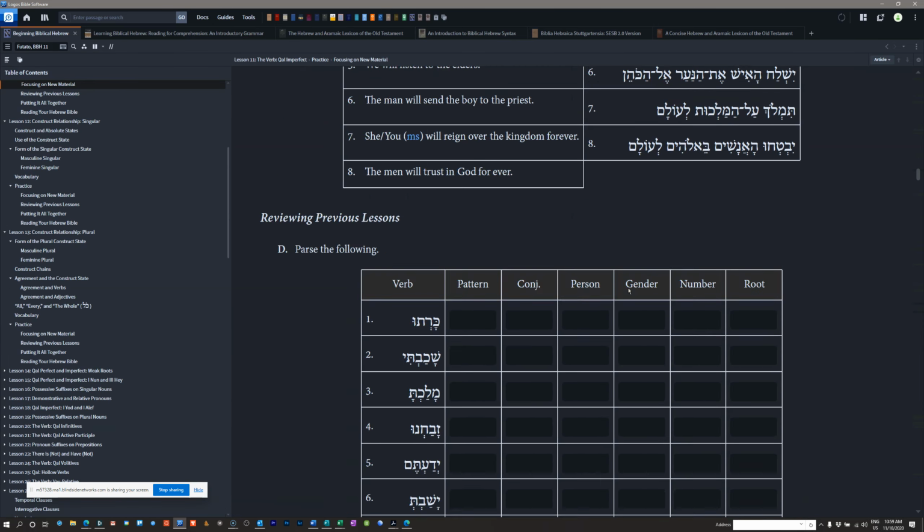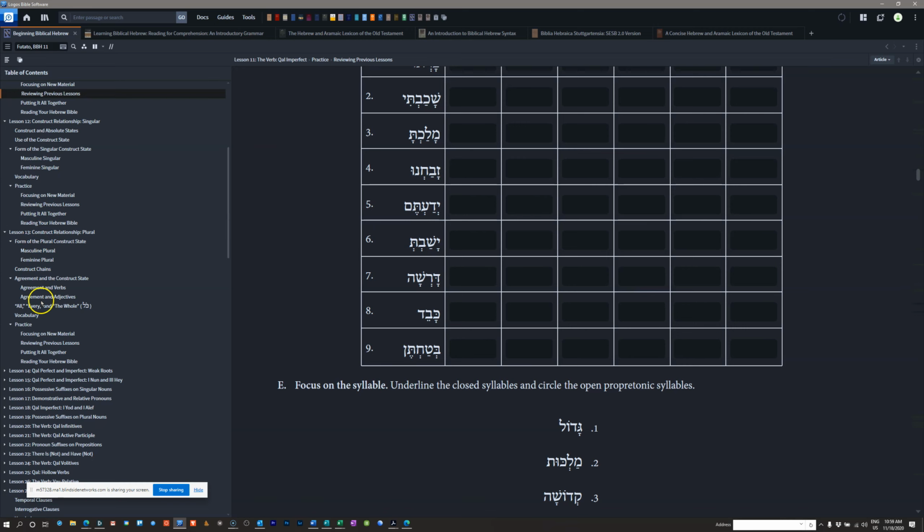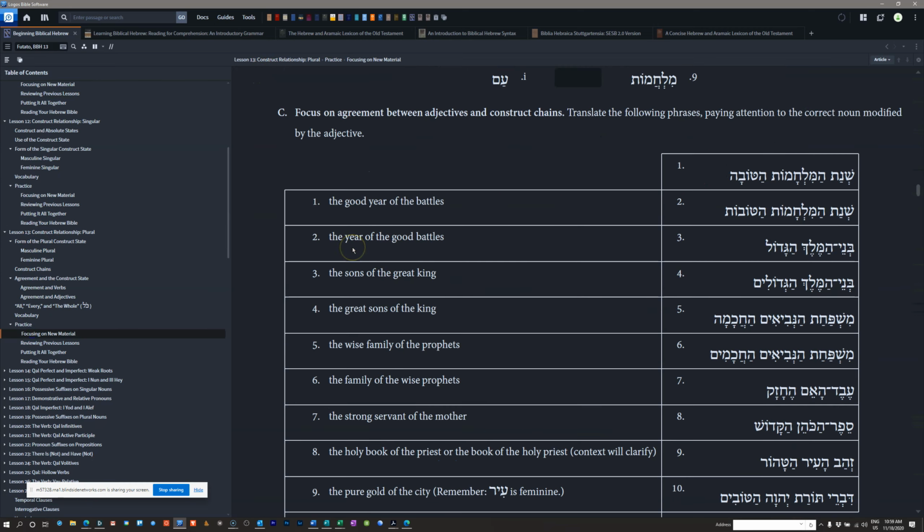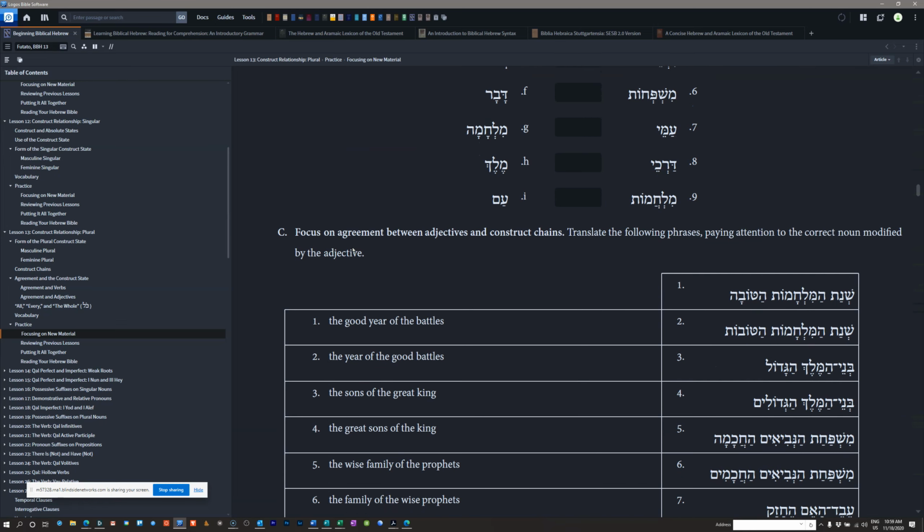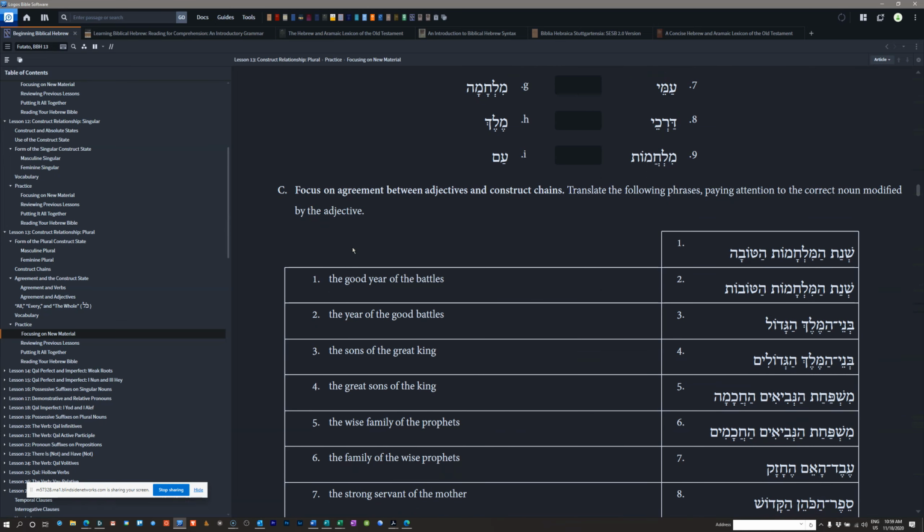Let's go back to lesson 13, practice, section C. All right, so 8. Our adjective is masculine singular. Sefer is masculine singular, it seems, and Kohen is masculine singular. So which one does HaKodesh modify? Well, grammatically, it could modify either one. So we then have to ask, which one makes more sense in context? Well, we have a very limited context here. We've only got 3 words.